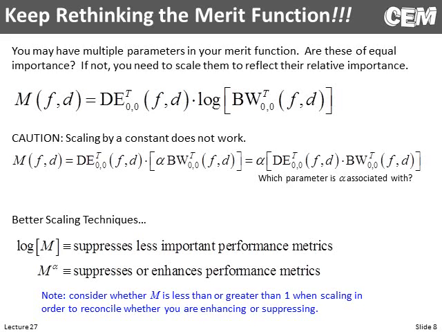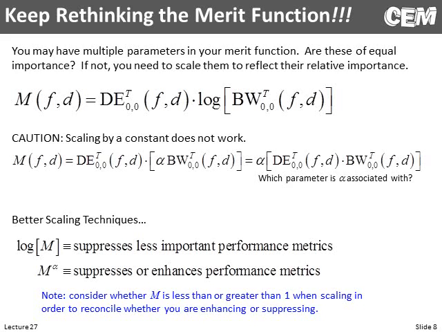Keep rethinking it. We not only want to consider all these things that are important, they may not be of equal importance. For example, diffraction efficiency might be more important than bandwidth. So how can we suppress the importance of bandwidth or enhance the importance of diffraction efficiency? How do we do all that? Well, one thing we can't do, we can't multiply by a scalar constant.